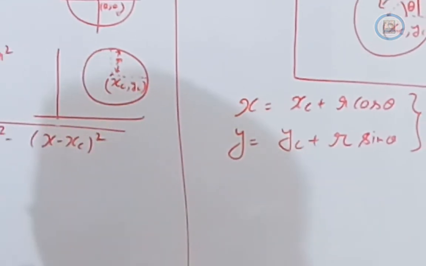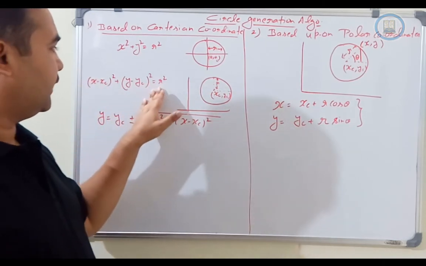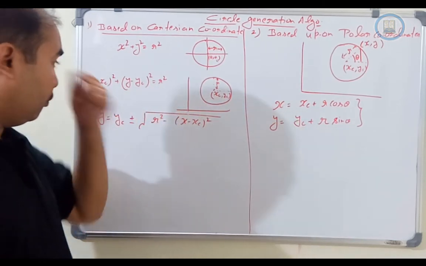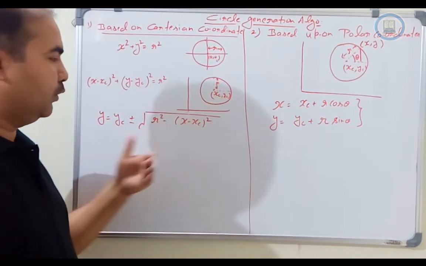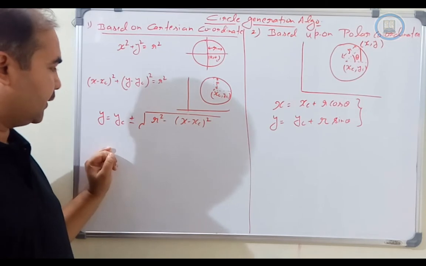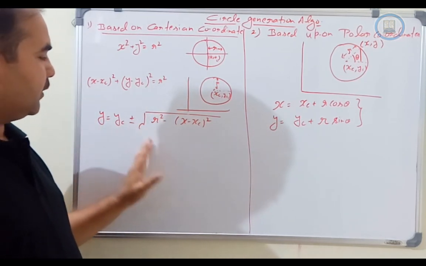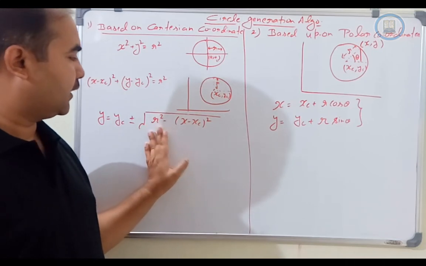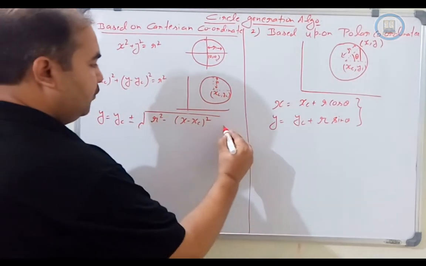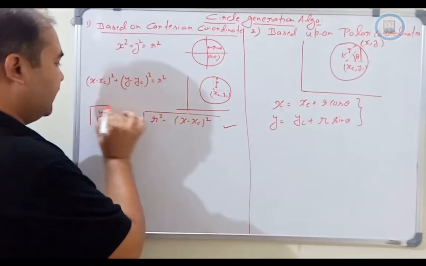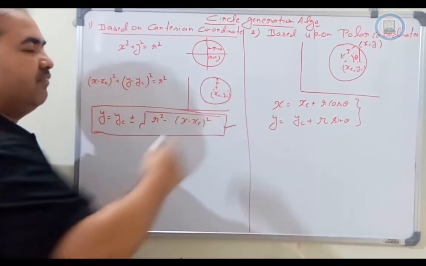Then in this case we have the equation x minus xc whole square plus y minus yc whole square equal to r square. To plot the circle, if we increment in the x direction in unit intervals, we can generate the coordinate for y equal to yc plus minus under root r square minus x minus xc whole square. So this is the method by which we can plot the point x comma y on the circle peripheral.